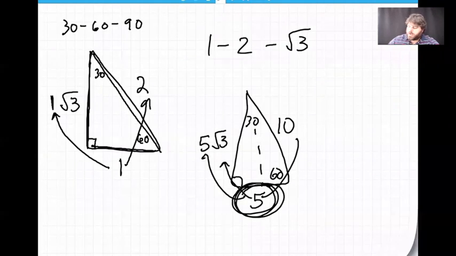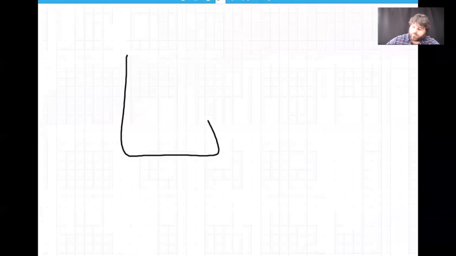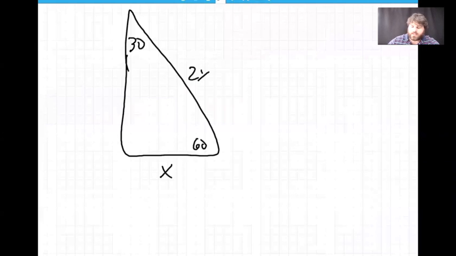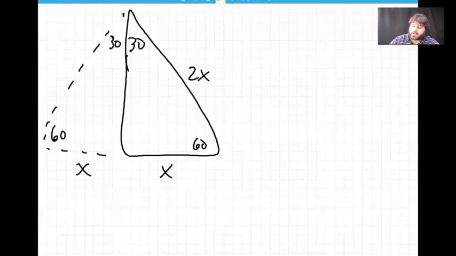Okay, so in general, here's your 30, 60, 90. If this is some number x, this is always going to be double that. It stems from the fact that this is really just an equilateral triangle. If you think of this other 30, this is 60. So you get x and x, that's 2x. So this has to be 2x because this is 2x.